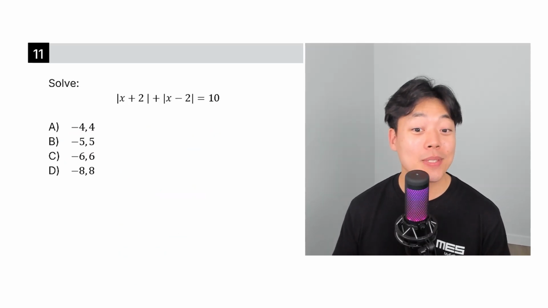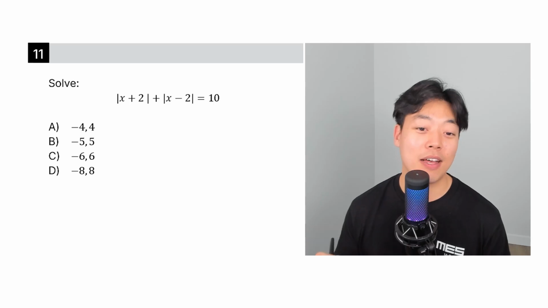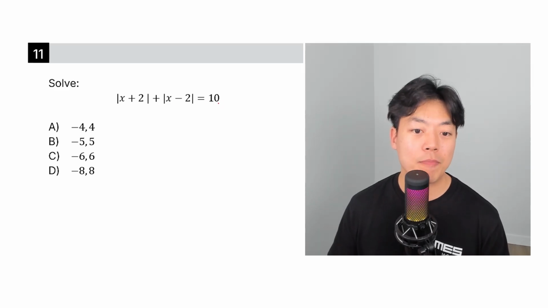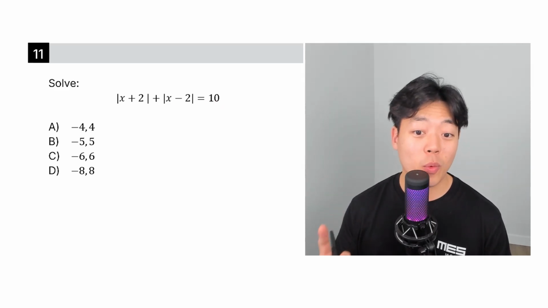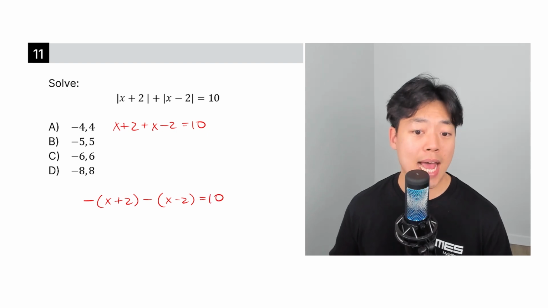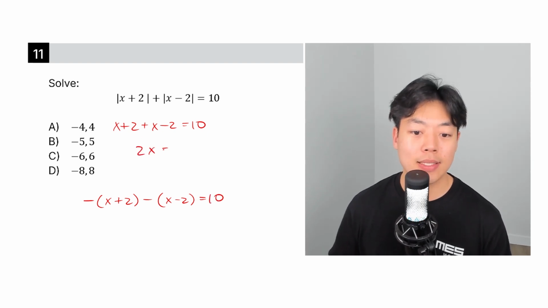Number 11, absolute values. SAT loves them. Now, the absolute value of x plus 2 plus the absolute value of x minus 2 equals 10. The easiest algebraic way to do this is to consider both the positive versions of what's in the absolute value and the negative versions of what's in the absolute value, as we've done. So 2x is equal to 10, therefore x is equal to 5.